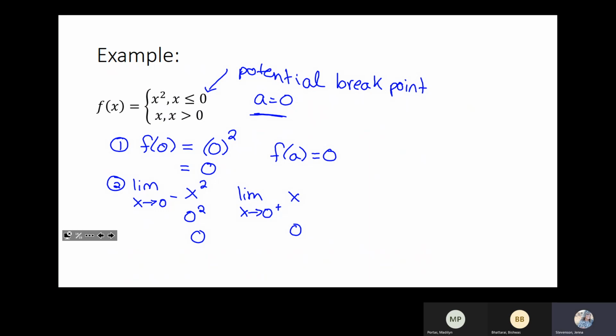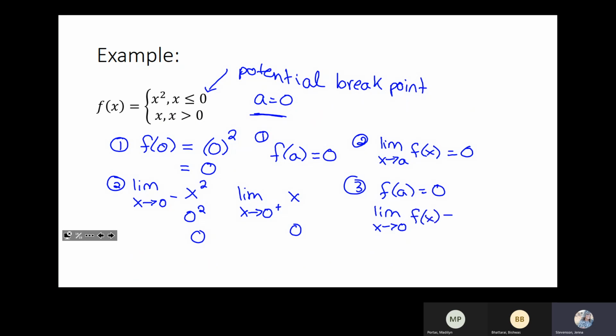Because our left hand and our right hand limits equaled 0, the limit existed. Okay, so we got f at a was 0. The limit as x approaches a was also equal to 0, so our third part is actually done. Okay, so if those two are equal to each other, this function is continuous.